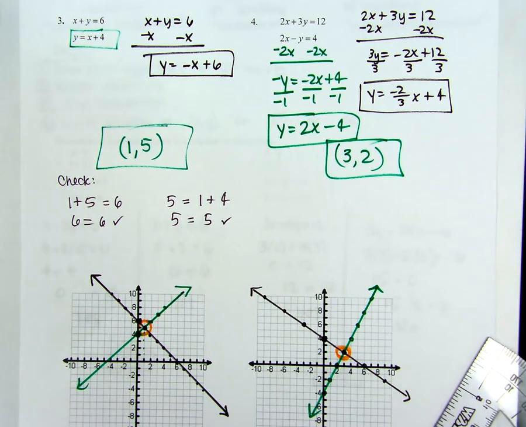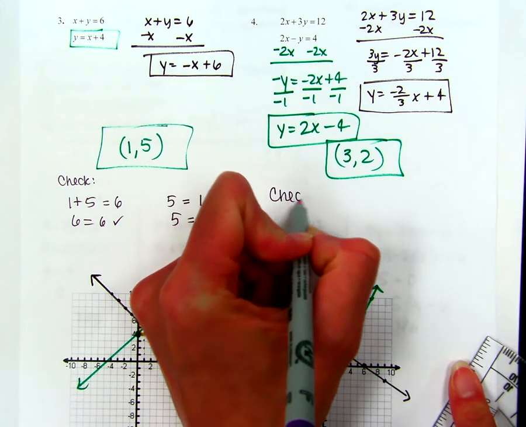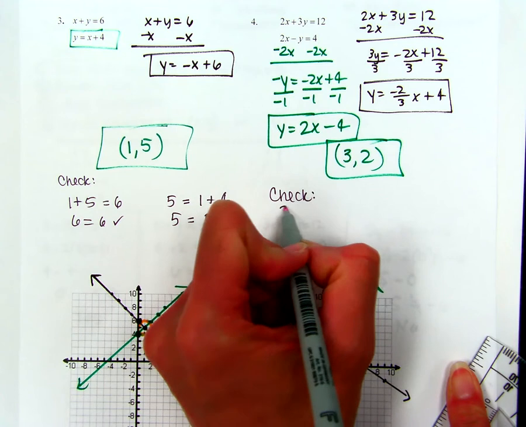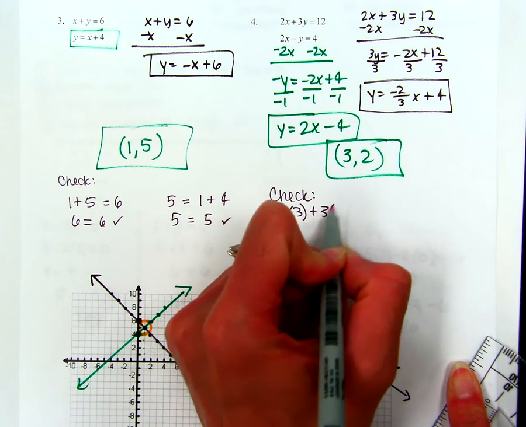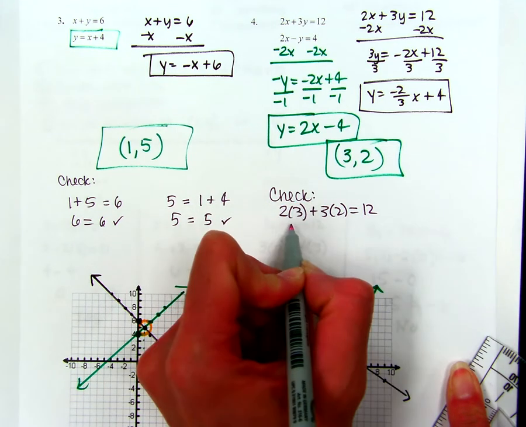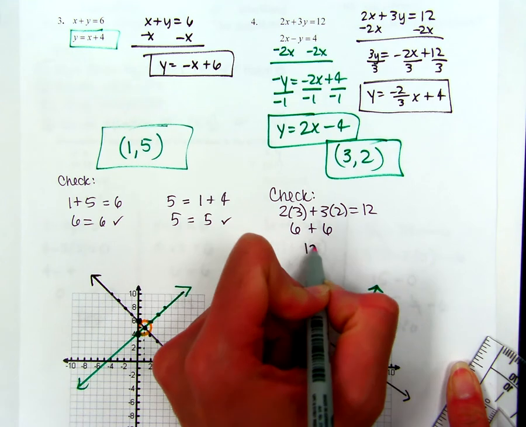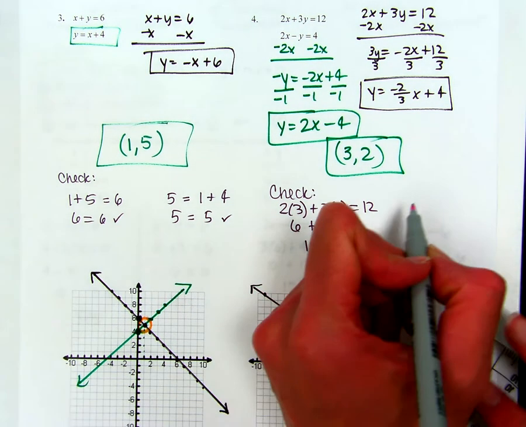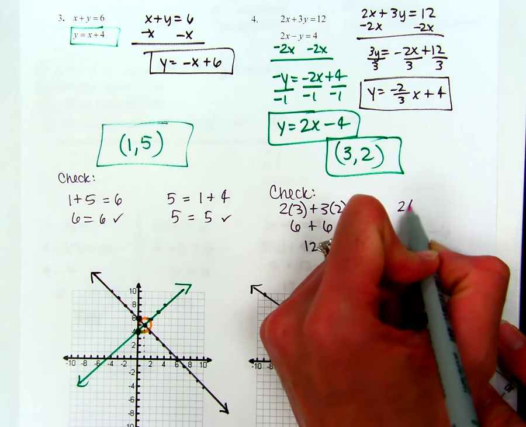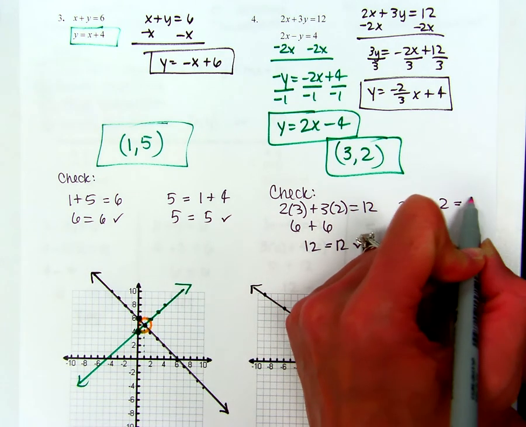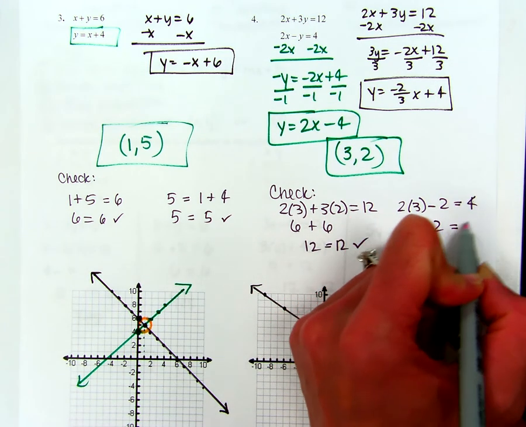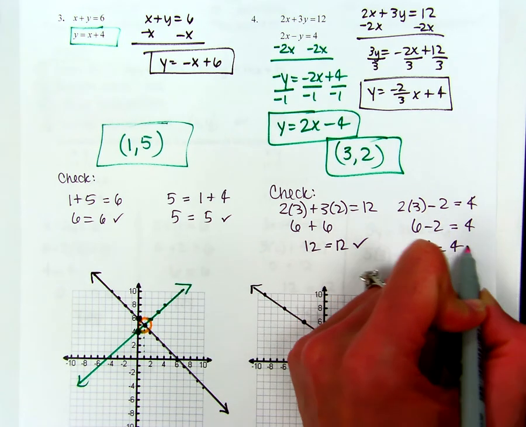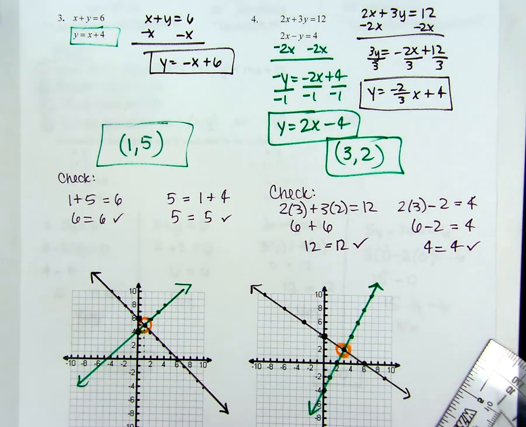But I'm just going to check just to make sure that I did find the correct solution. So I have 2 times 3 plus 3 times 2, and that should equal 12. So I have 6 plus 6, and that does equal 12. So I know for sure it's on the black line. And then on my second equation, I have 2 times 3 minus 2, and that should equal 4. So 6 minus 2 really does equal 4, so that's on the green line. And since it's a solution to each equation individually, it's a solution for the entire system as a whole.